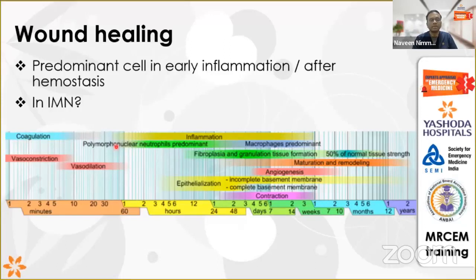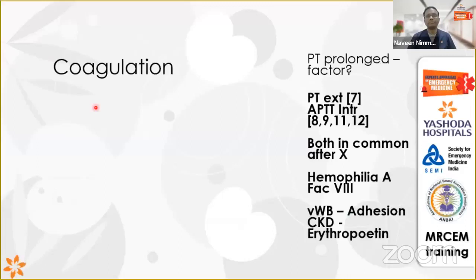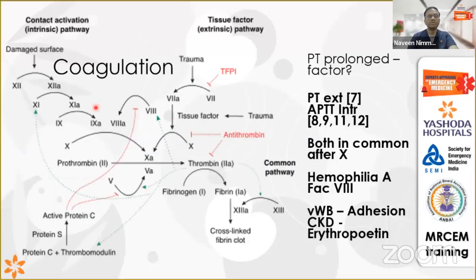So coming to coagulation: which factor could be deficient if there is a prolongation of PT? PT is concerned with the extrinsic pathway. You have the extrinsic pathway and the intrinsic pathway. And where is APTT? As the name is longer, you have the longer pathway. Factors 8, 9, 11, 12 are concerned with the APTT, but with PT, only factor 7 is concerned. After factor 10, this is the common pathway. So this is the extrinsic pathway, this is the intrinsic pathway, this is the common pathway. Deficiency of anything there can lead to common pathway involvement.